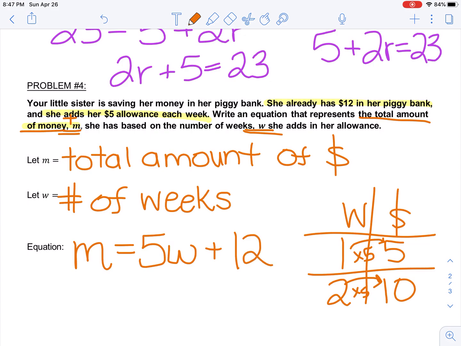Now, same thing, just like the problem we just did above, if you wanted to write this as M equals 12 plus 5W, you can. But the W can't be attached to the 12. It has to be attached to the 5 because it told us that in the word problem. She adds her $5 allowance each week. We don't know how many weeks she's going to save for. That's why it's represented with W.